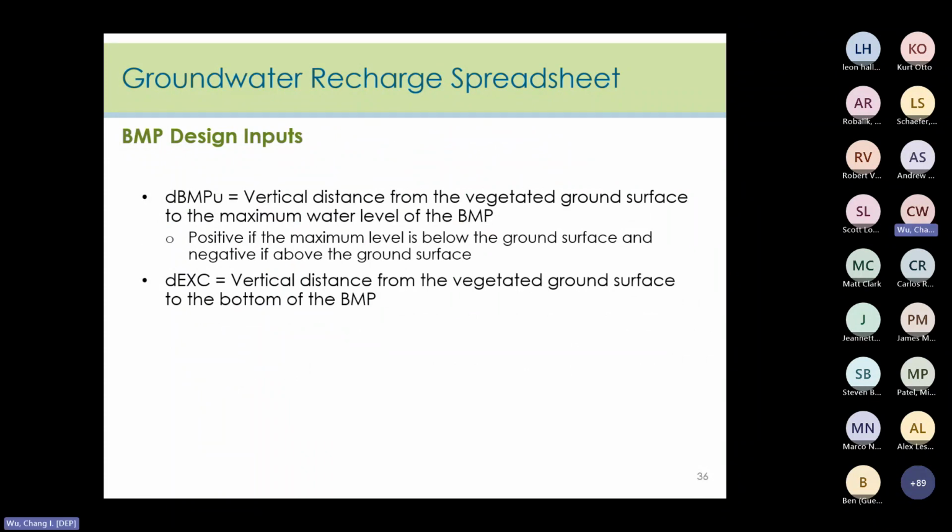And dBMPU is the vertical distance from the vegetated ground surface to the maximum water level of the BMP. We will have an illustration in the next slide. dBMPU is positive if the maximum water level is below the ground surface, and negative if the maximum water level is above the ground surface. And DEXC is the vertical distance from the vegetated ground surface to the bottom of the BMP.